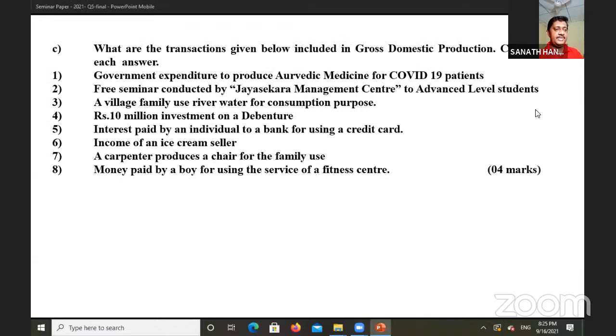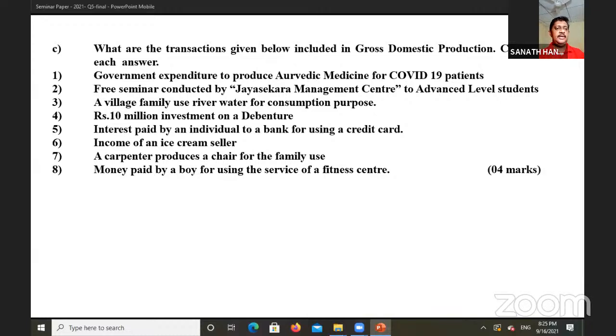You are given some transactions. This is usually a common question, they ask this question almost every time. You are given some transactions. You are supposed to decide whether they are in national income or not.